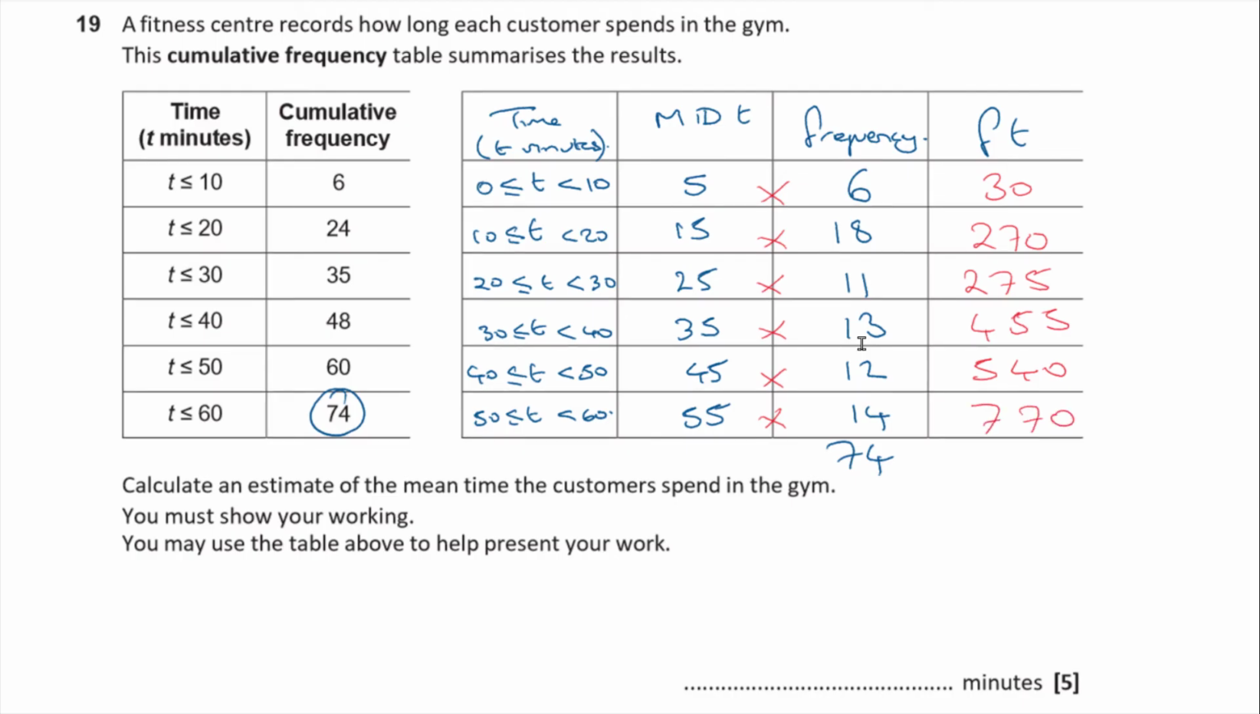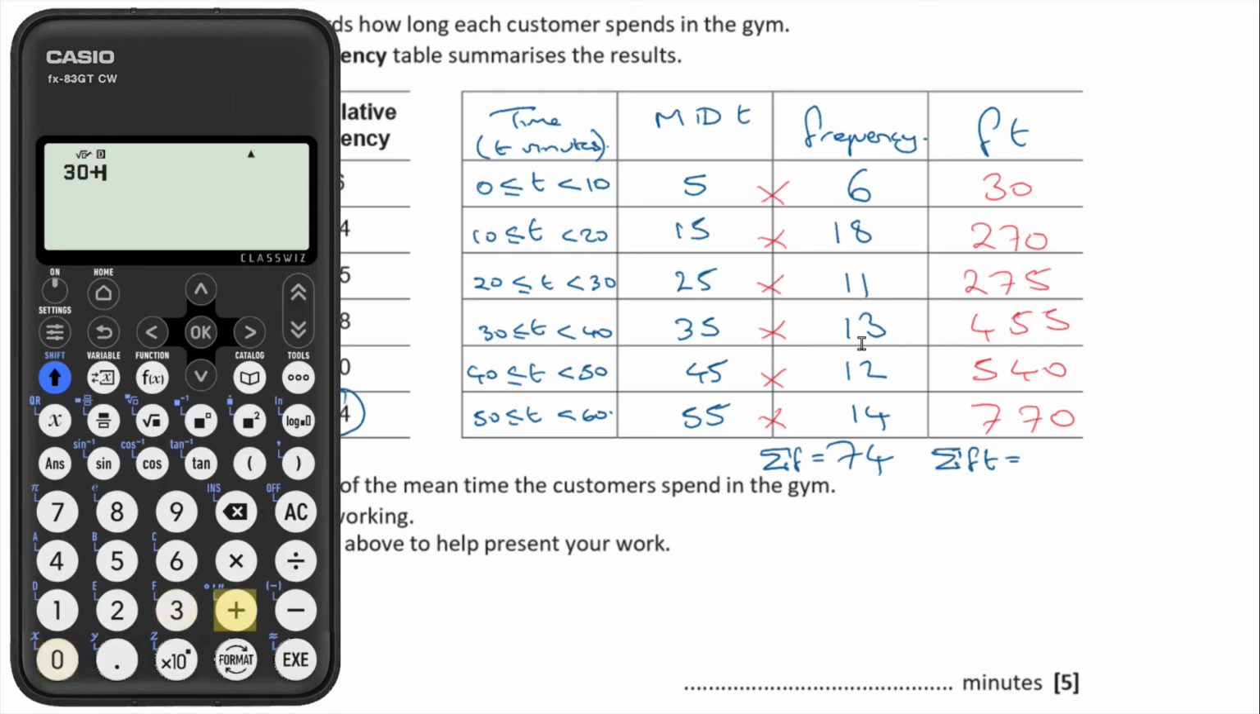Right, and then we need the sum of that. So that 74 is sigma f, stop sniggering, and this one is sigma ft. Okay, so the sum of the frequencies, that's what sigma means. It doesn't mean some weird thing that you guys have found on TikTok. It's actually a Greek letter. And so sigma ft means the sum of all your frequency times your times. So we're going to add all those together.